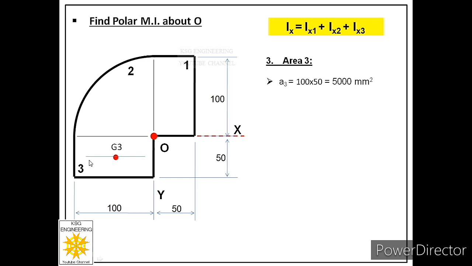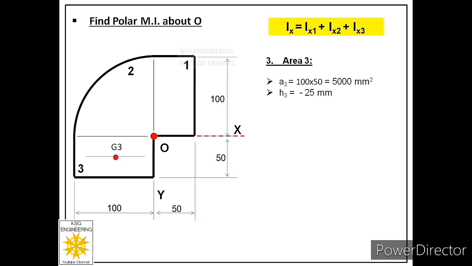Okay, so what will be h3 over here? H3 is the distance between the centroidal axis of area 3 and the mean axis. So what is that distance? We know that this edge of rectangle is at 50 millimeters from base, or you can say from x-axis, and we know centroid lies at 50 by 2. This is also 50 by 2. It means distance between these two axes is equal to minus 25.